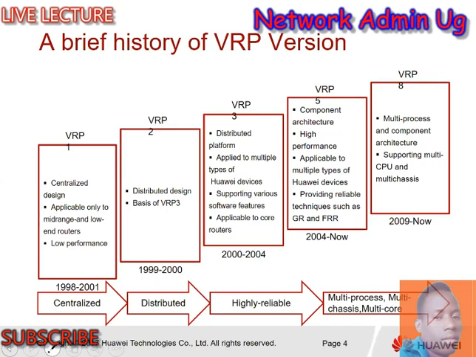VRP 3 came in from 2000 and saw its operations up to 2004. This version did not take off for long. It was succeeded by VRP version 5. VRP version 5 is a distributed network operating system, and it offers high extensibility, reliability, and good performance.